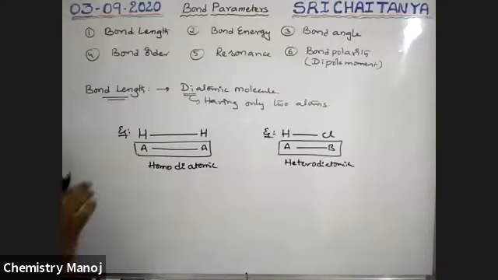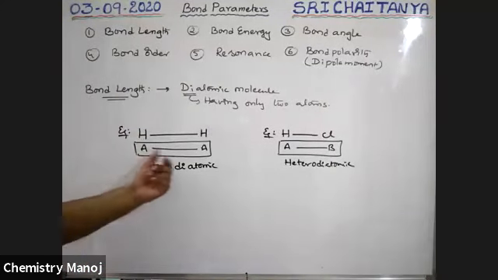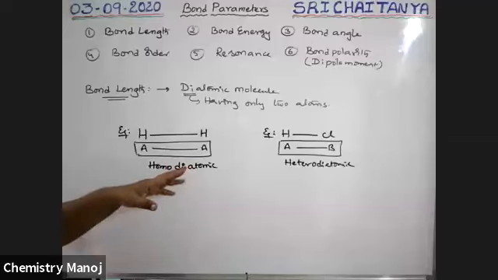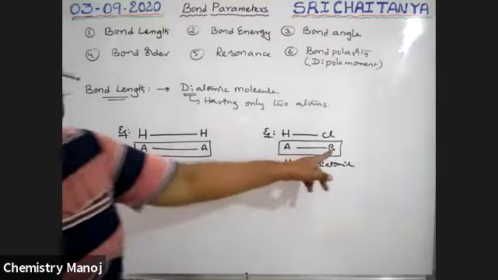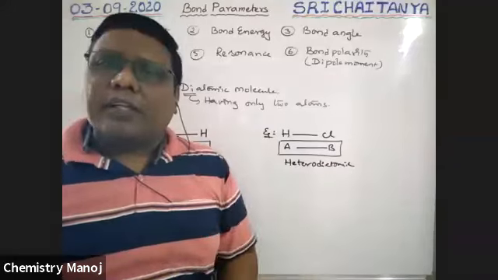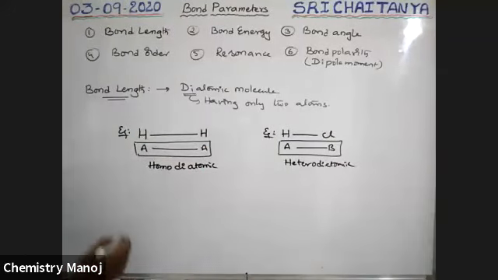Now here both the atoms are same, that means their electronegativities are same. So electronegativity influence is almost not available here. But here different atoms are there, so electronegativity influence must be present on this bond. See here what happened. Both the atoms are same.